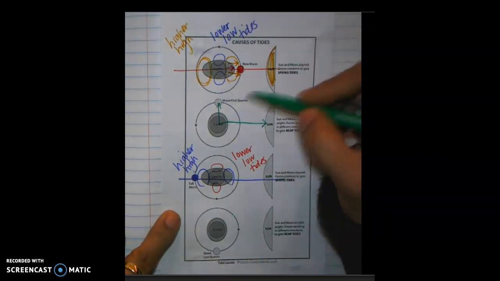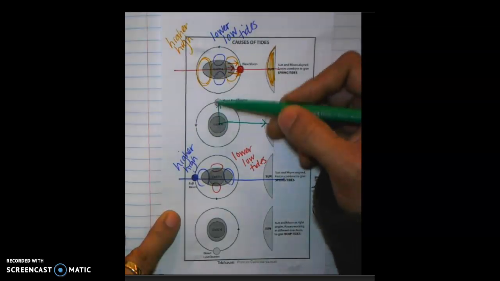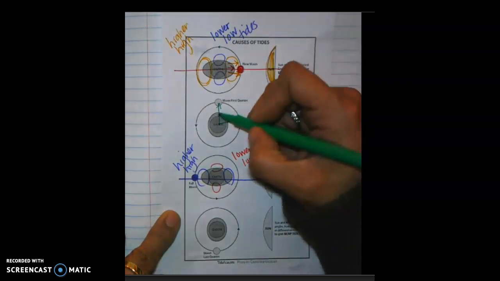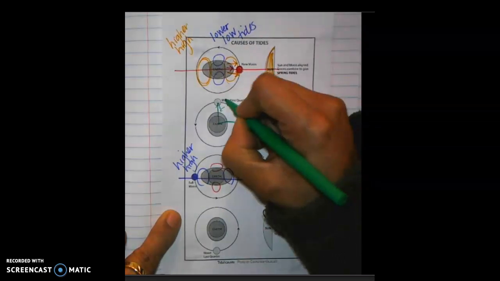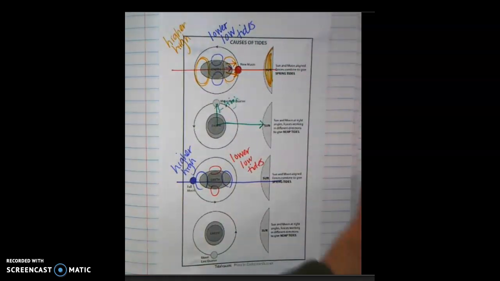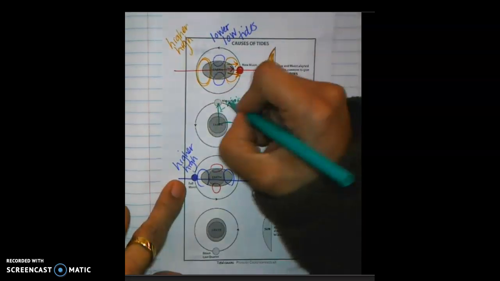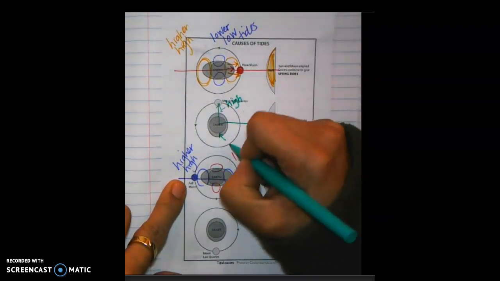But it does have an effect on it as well. So here, now these are pulling in opposite directions. So we do still have a high tide here. This is still my high tide. This is still a high tide. And this is still a high tide.